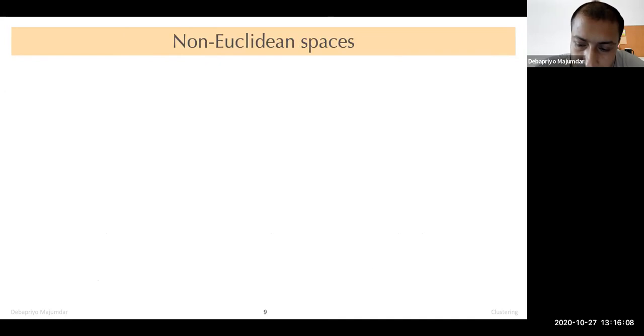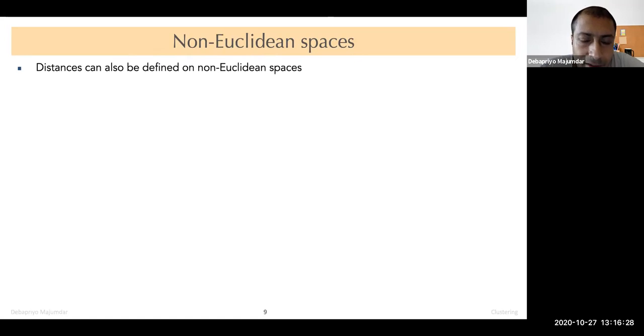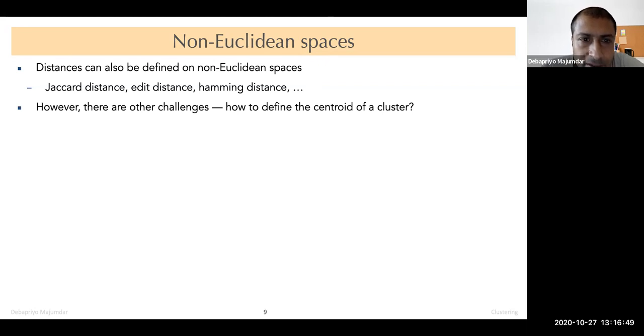All right, so the last thing we'll cover is the non-Euclidean spaces. So far we have been thinking about Euclidean spaces, and that helps because the idea of centroid is very well defined. We simply sum the vectors and sum the points and take the average. However, in case your data points are not in Euclidean space, maybe words or other kinds of attributes and things like that, then distances can also be defined. We have already done that for the Jaccard distance, edit distance, Hamming distance, and so on. We have seen these. However, there are other challenges.